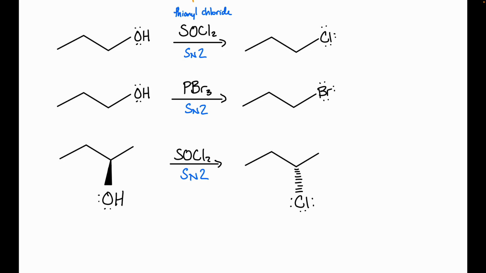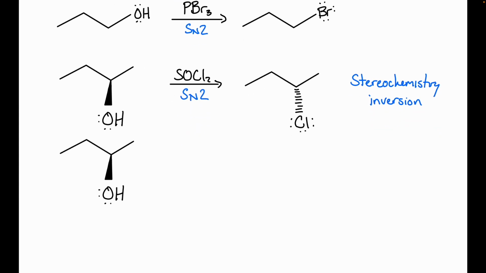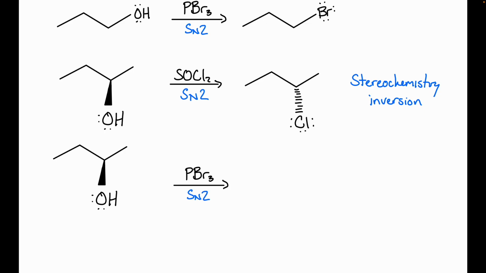All right, so a consequence of these SN2 mechanisms is what we call stereochemistry inversions. All right, so then given what we've discussed, let's just complete this for our phosphorus tribromide, also an SN2 mechanism. So what would we expect our product to be? Dash to a bromine, yep.